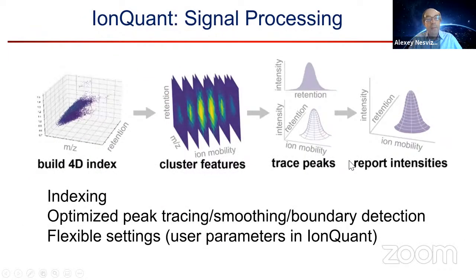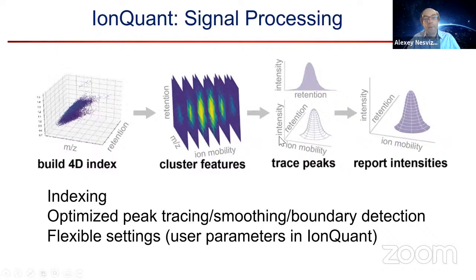So let me tell you about the first part, which is peak tracing and signal processing in general. This shows that for timsTOF data, we have an additional ion mobility dimension. But the steps are probably the same ones as we would normally go through, where you would build the index of the raw data. Again, indexing is a key part here. We have m/z, retention time, and ion mobility dimensions. So all this data is indexed for very fast data manipulation later.